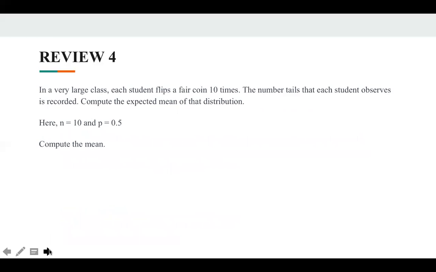Okay, and I think there's one more. So in a very large class, each student flips a fair coin 10 times. The number of tails that each student observes is recorded. Compute the expected mean of that distribution. Here, n equals 10 and p equals 0.5. So just compute the mean here.